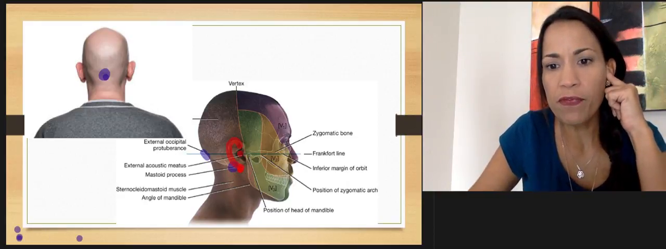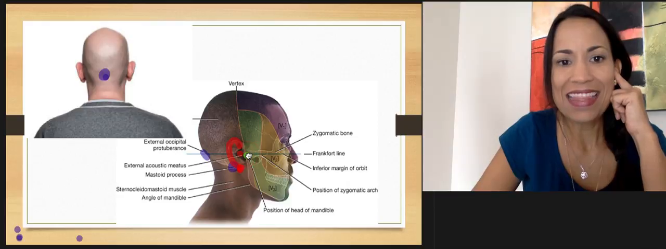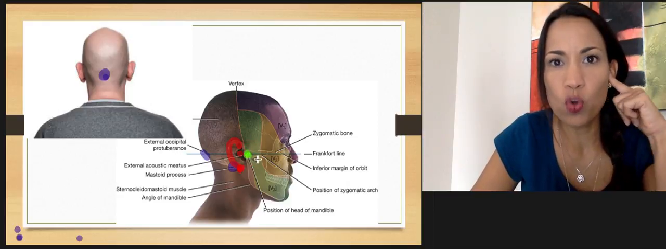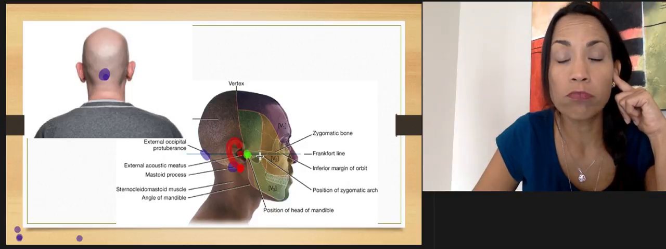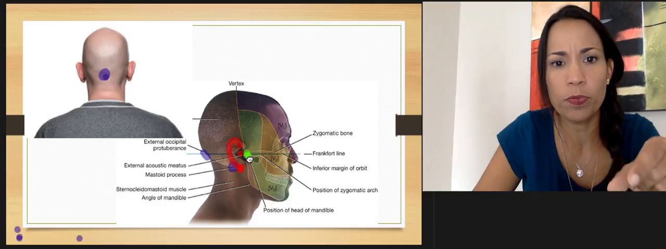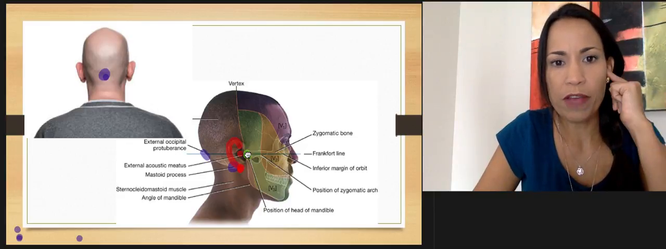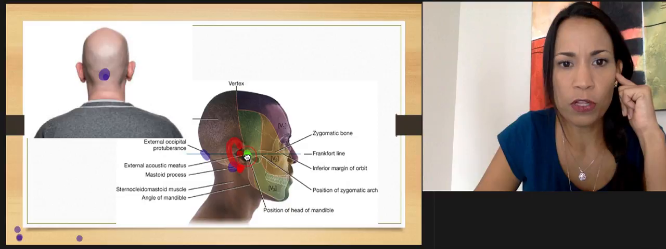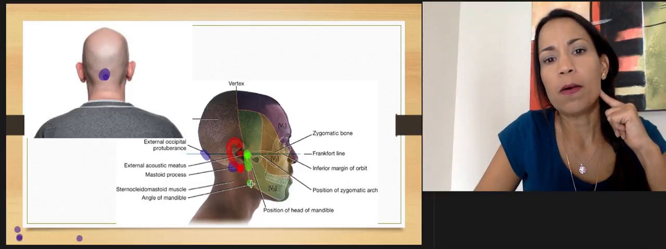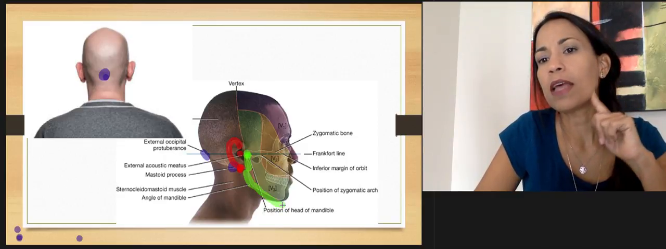Now, I want you to place one finger right in front of the external acoustic meatus, and that is your temporomandibular joint. Now open and close your mouth. Move it laterally. What you can feel moving in there is the head of the mandible, which is the end of the condylar process of the mandible that articulates with the mandibular fossa on the temporal bone and forms the temporomandibular joint. Now let's follow this bone, the mandible, and you can see here the ramus, the angle, and the body of the mandible.